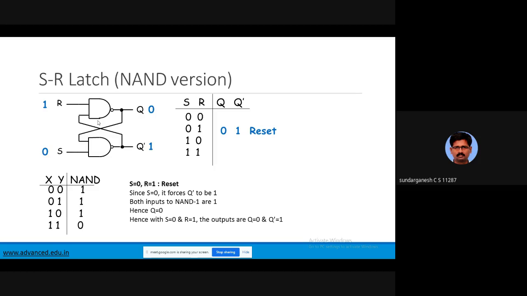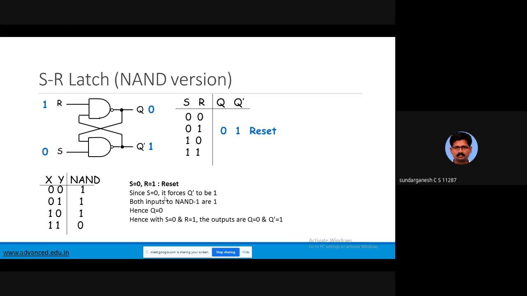So in the previous case, we took S dash and R dash. Now I am taking S and R. So I am getting the output: S equal to 0 means Q equal to 0. So only two states are possible in the SR latch. You cannot use 0 and 0 and 1 and 1. Okay. So it is a basic flip flop. So they modified it into another flip flop which can use all four states.